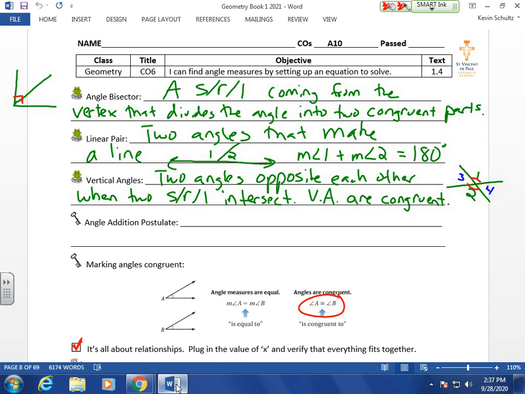Okay? The angle addition postulate. If you remember what the segment addition postulate was, the angle addition postulate is pretty much the same thing, only about angles. So what is it? Flip back to CO2 if you need to look at the segment addition postulate. Noah?